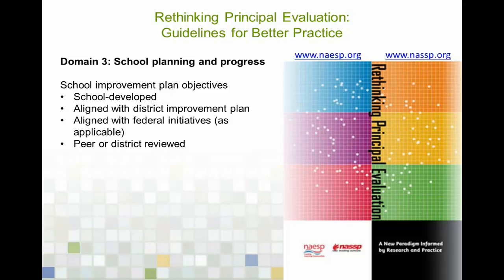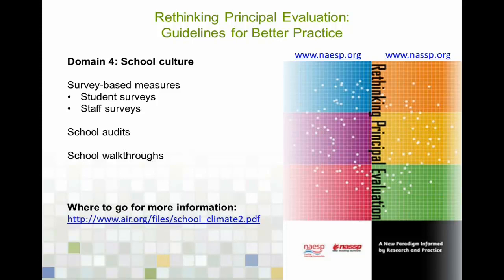Let's move to domain number 4. If we just looked at student achievement only, we would see the bottom line effect, what happens in a given year, but we wouldn't really have an indication of what that principal is doing to produce positive student achievement results in the long run.